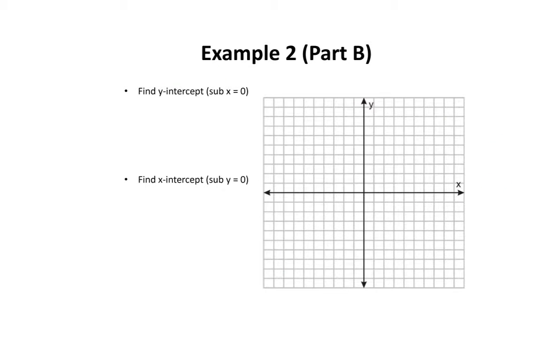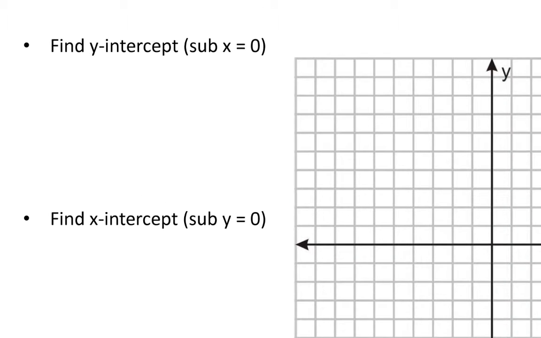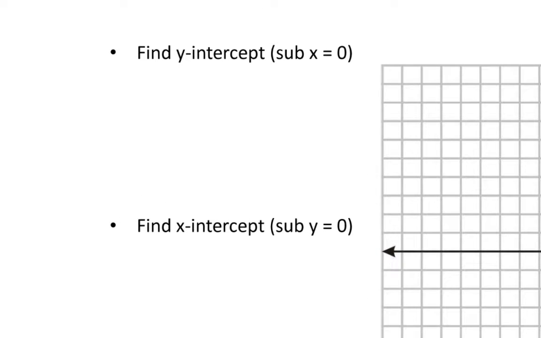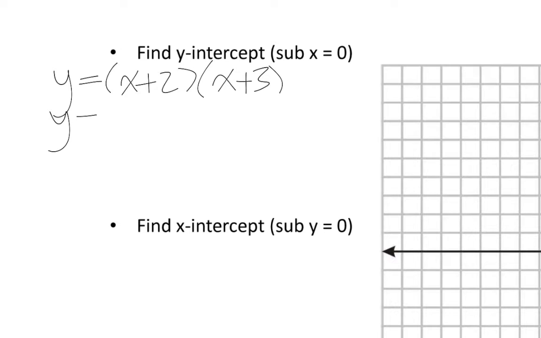So at this point, we want to graph our parabola, but we need to determine its y-intercept and or x-intercepts. So let's go ahead and figure that out. From the previous step, you know that the parabola in factored form is x plus 2 multiplied by x plus 3. To figure out the y-intercept, we need to sub x is equal to 0, so all I need to do is replace the x with a 0. Everything else stays the same.